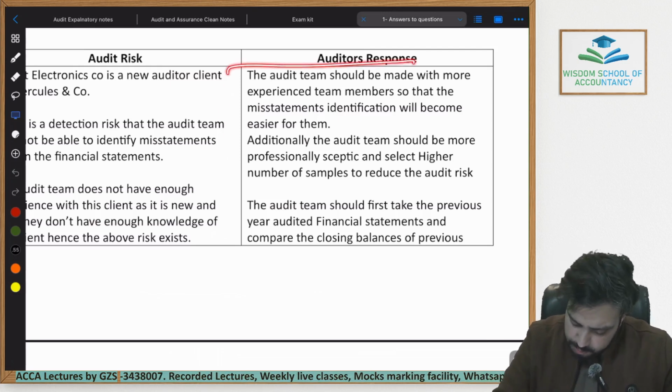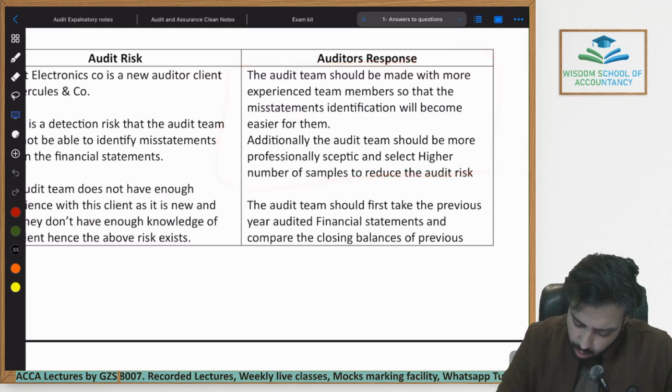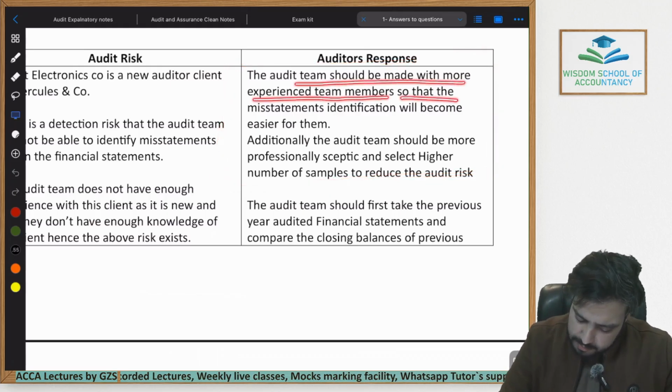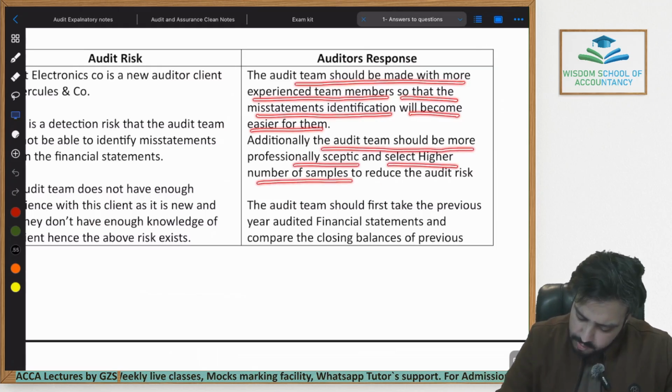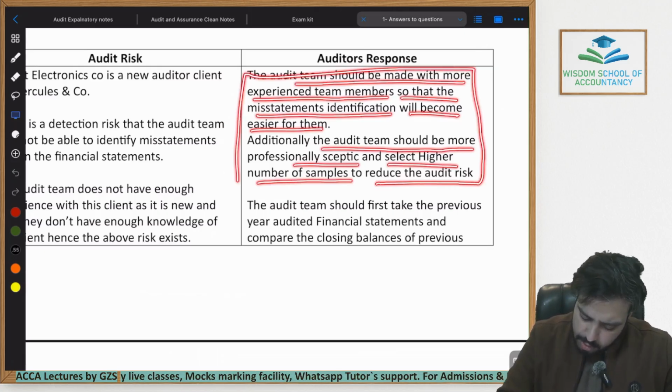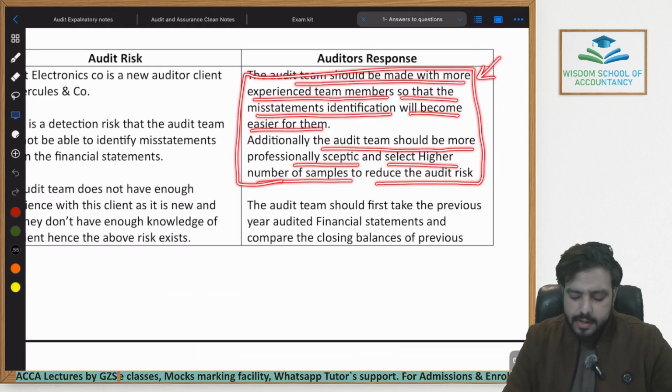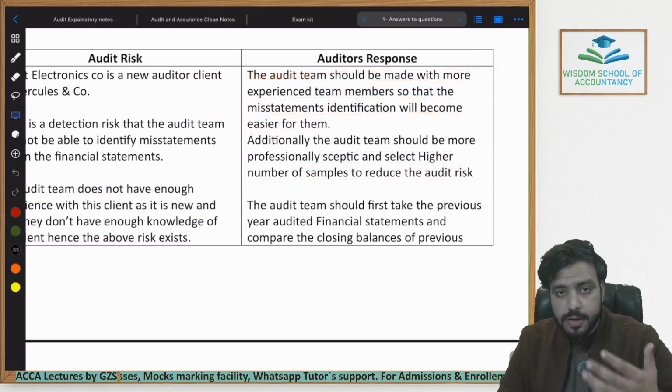So what is the response written here? The audit team should be made with more experienced team members, so that the misstatements identification will become easier for them. Additionally, the audit team should also be more professionally skeptic and select a higher number of samples to reduce the audit risk. For your exam as well, you can always write down this recommendation, this auditor's response for the audit team.